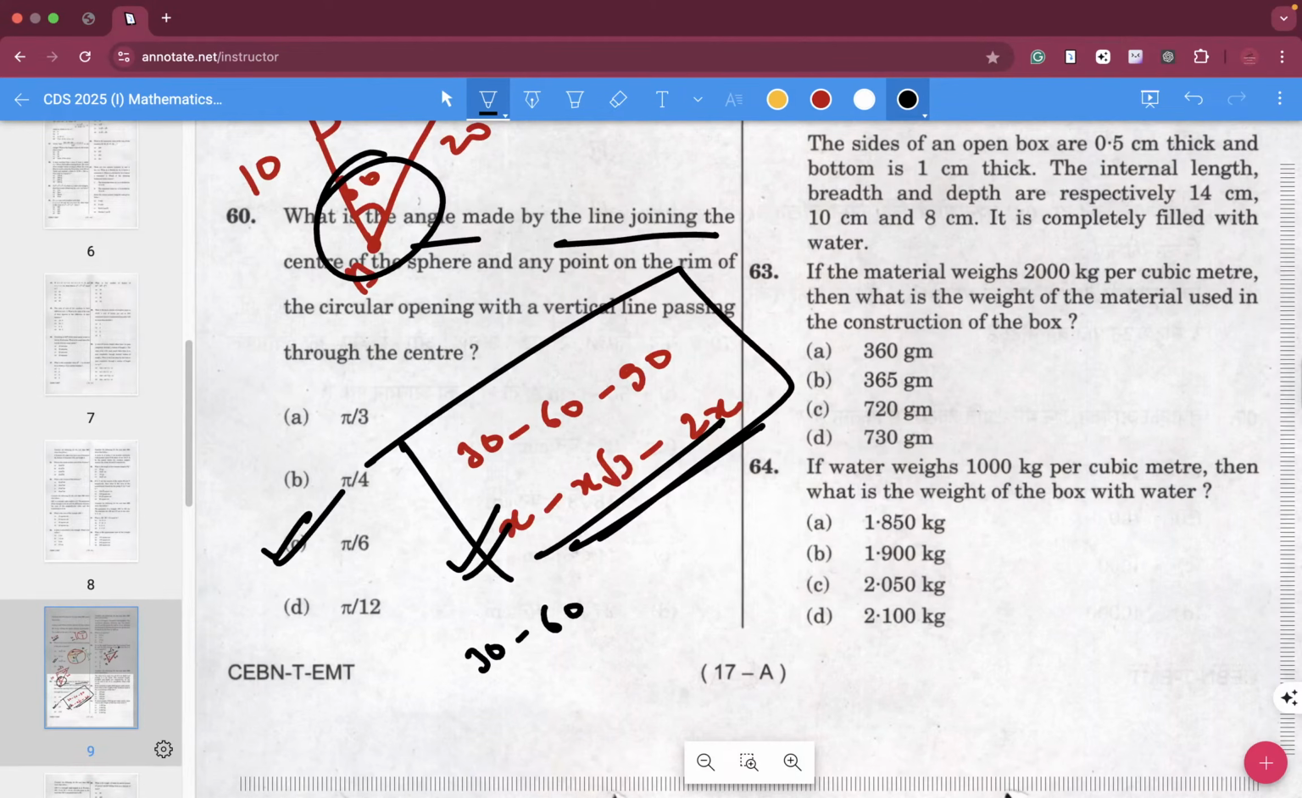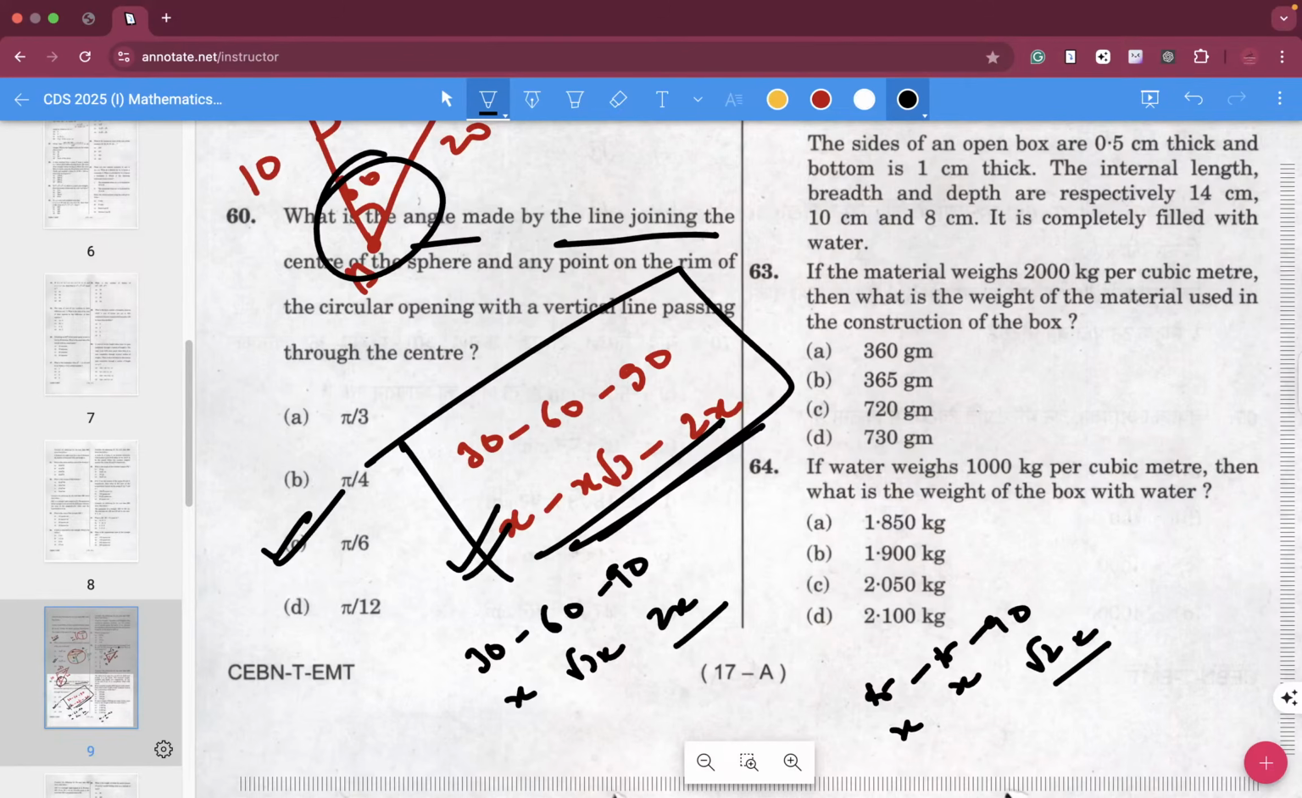If it is a 30-60-90 triangle, the side opposite to 30 degree will be x, the side opposite to 60 degree will be root 3x, the side opposite to 90 degree will be 2x. Similarly 45-45-90, the side opposite to each 45 will be x, and the side opposite to 90 degree will be root 2x. Simple Pythagoras you can also apply.